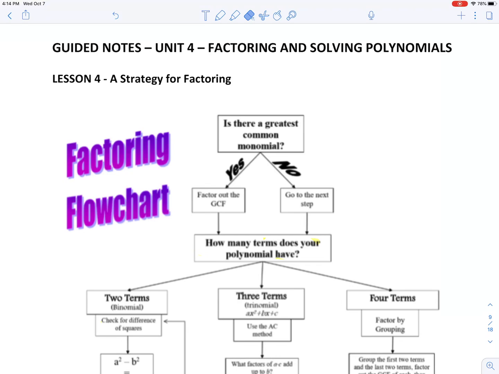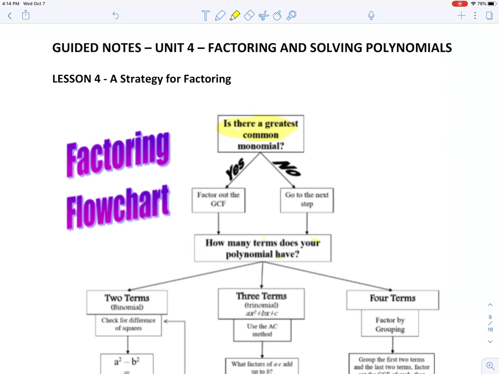So today I just want to give you a strategy for factoring polynomials. And this will also help you with your quiz tomorrow. So the first question you want to ask when you get ready to factor is, is there a greatest common factor? Factoring can be a little bit confusing because you don't know where to start. So the purpose of this flowchart is just to give you some tips on how to start. So the first question you want to ask, is there a GCF? That's always the question you start with.